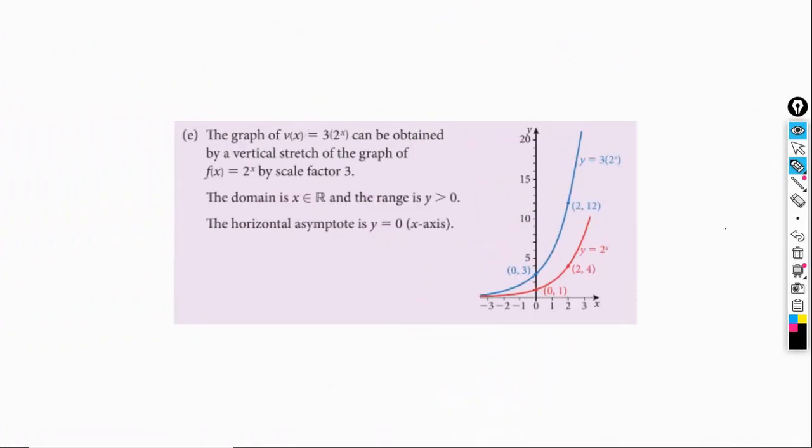And then finally, letter E, the graph of v of x equals 3 times 2 to the x can be obtained by a vertical stretch of the graph by a scale factor of 3. Now, that just means that we multiply all y's by 3. So what used to be 0, 1 is now 0, 3. 2, 4 is now 2, 12. The domain and range don't vary, and the horizontal asymptote is still the x-axis.